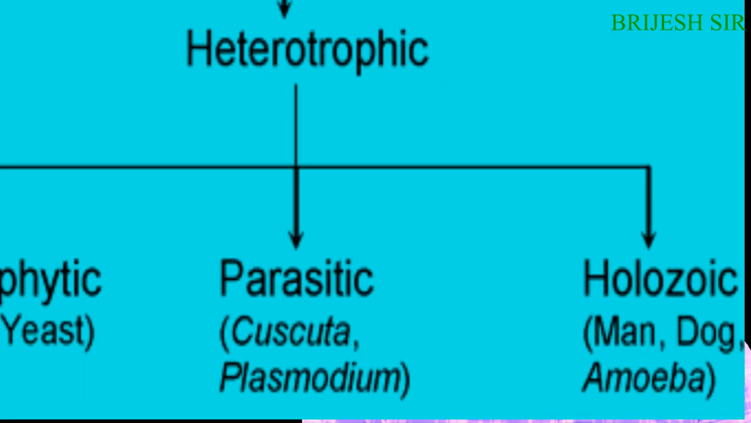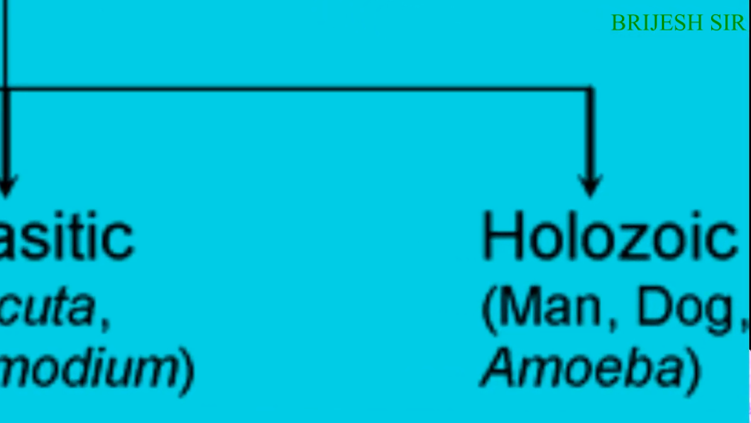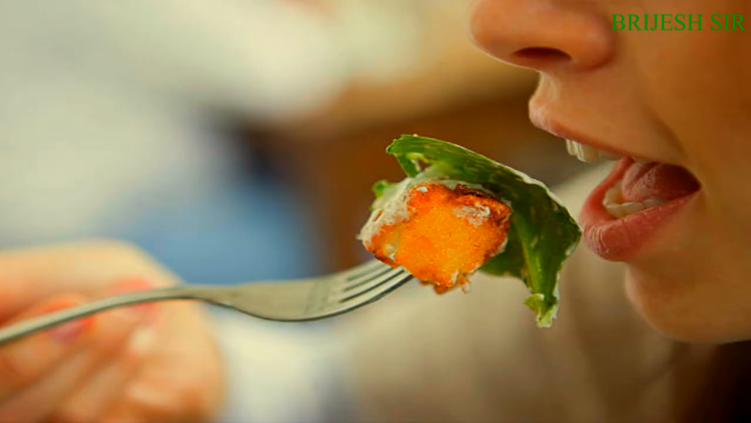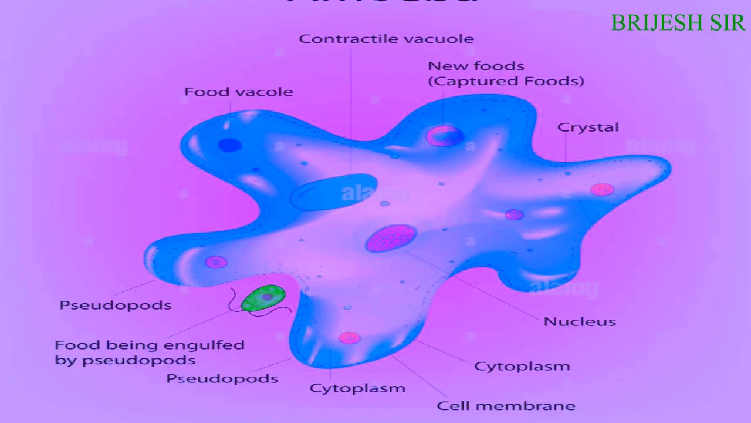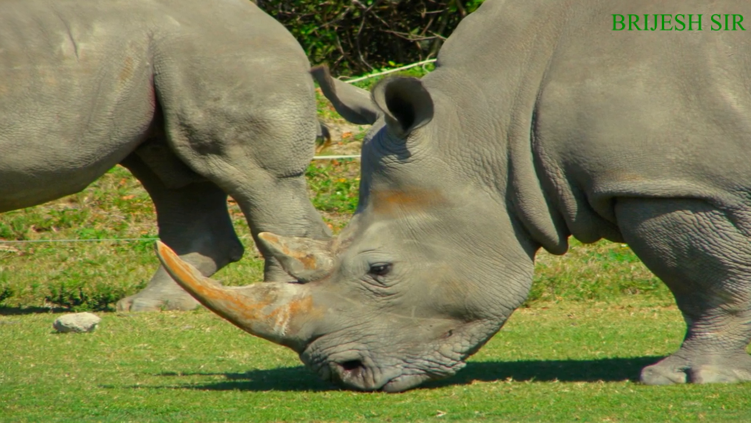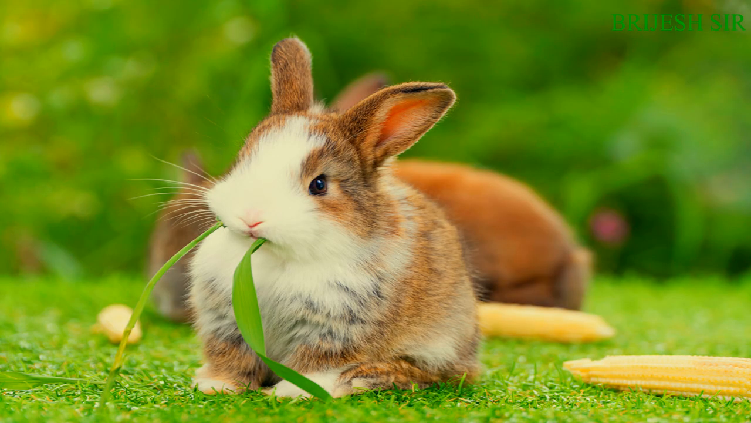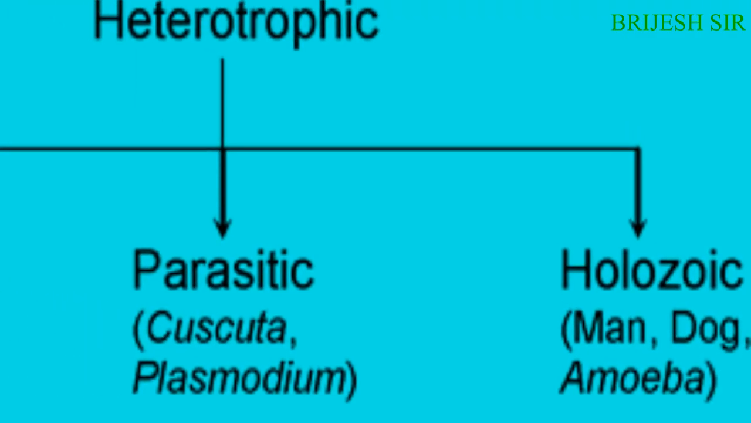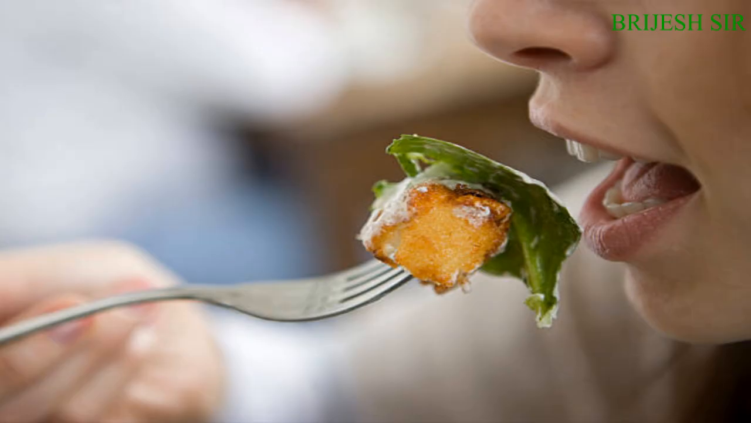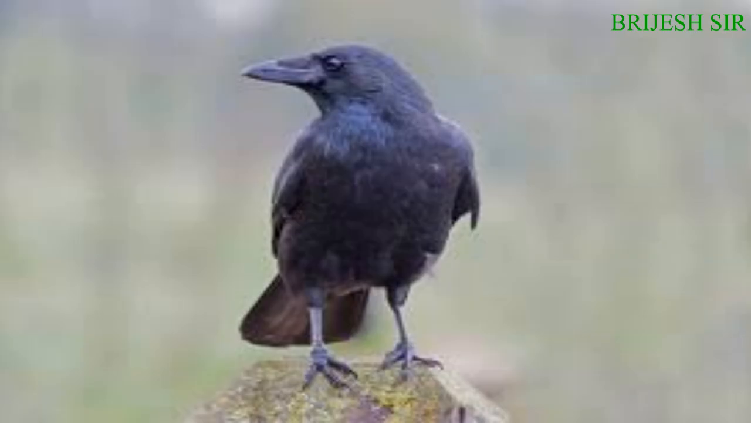Now next, holozoic nutrition. This involves the intake of solid food particles by ingestion. It is also called digestive nutrition. Depending on what they eat, holozoic organisms are classified as herbivores that feed on plants like cow, deer, rabbits, carnivores that feed on other animals like lion, tiger, snake, and omnivores that feed on both plants and animals. For example, human, crow, dog.